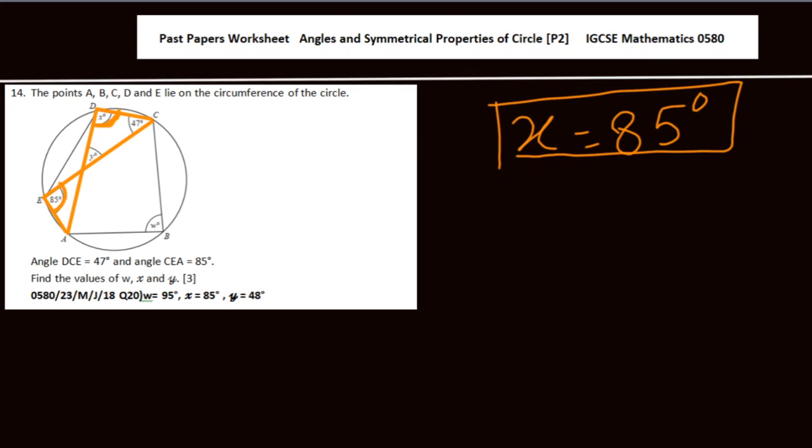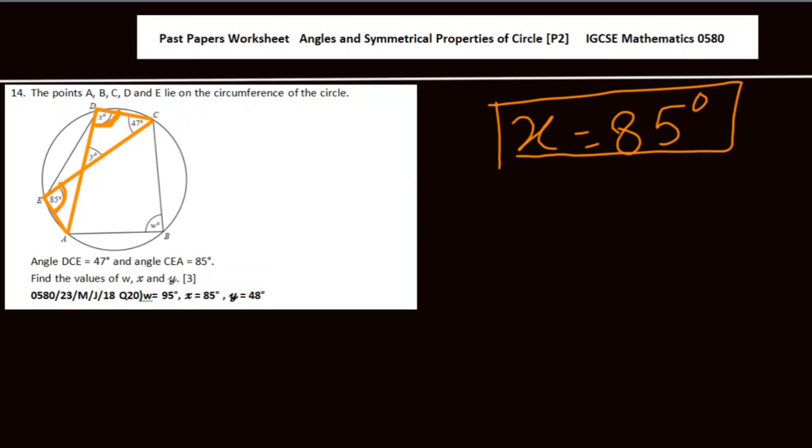Okay, next question, we have to find angle X. The first thing we should observe is that angle X is being formed from points A and C, and there's also another angle on the circumference formed from the same two points A and C, which is this angle 85. Now the property being applied is that angles in the same segment are equal. So this angle is subtended from A and C, and this angle is also subtended from A and C, so they would be equal. Angles in the same segment are equal, so X will be 85 simply.